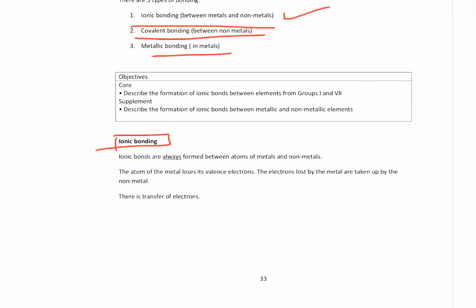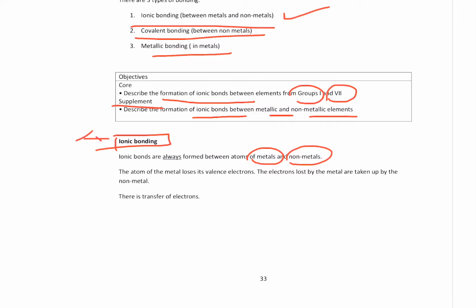So you should be able to describe the formation of ionic bonds between group 1 and group 7, and ionic bonds between metallic and non-metallic elements for the supplement. Now, ionic bonds are always formed between metals and non-metals. Ionic bonds means that there are going to be ions involved. Okay? That's why it's called ionic bonding.